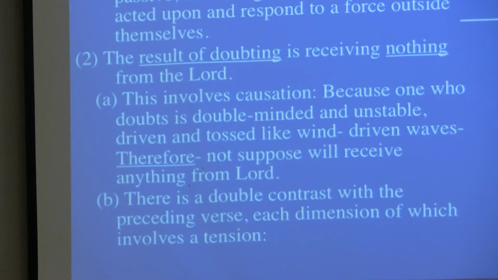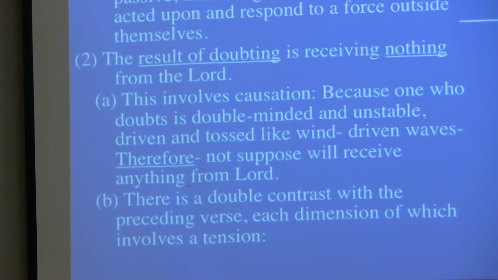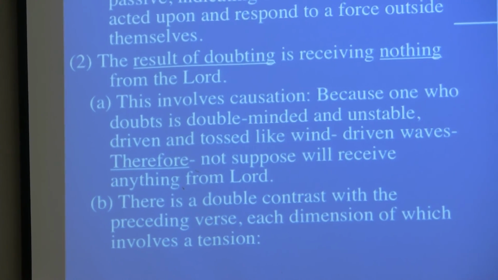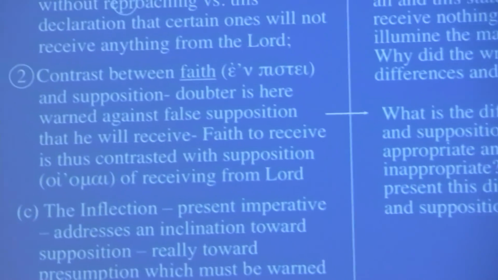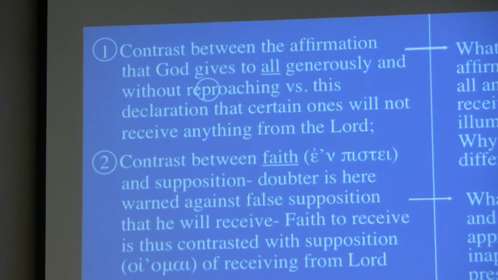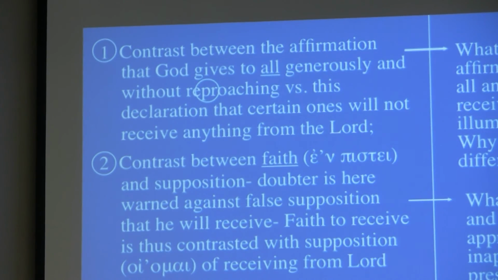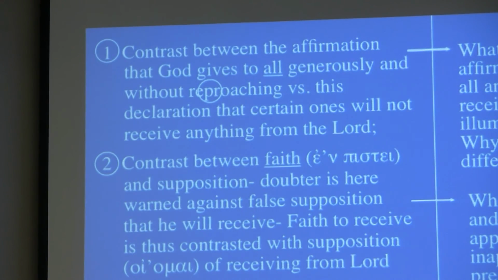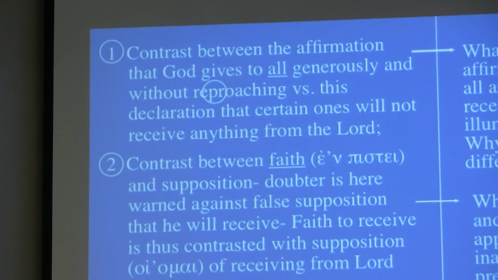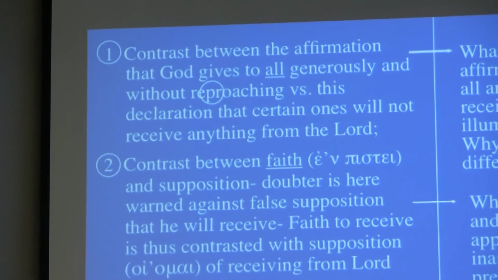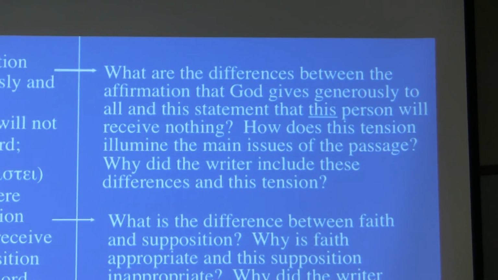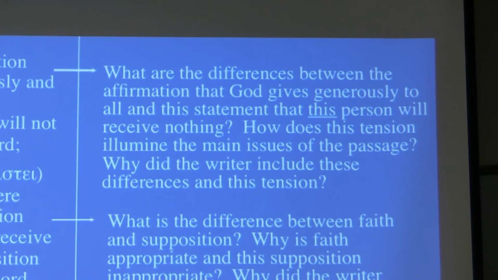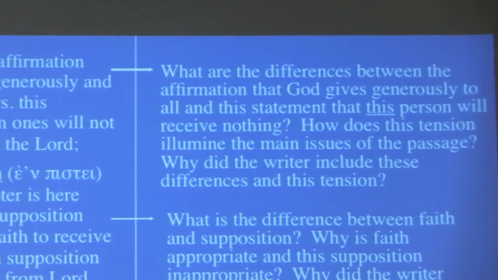We note that there's a double contrast here with the preceding verse, each dimension of which involves really a tension. There's a contrast between the affirmation that God gives to all generously and without reproaching versus this declaration that certain ones will not receive anything from the Lord. He has said, who gives to all generously and without reproaching. And now he says, oh, with regard to this person, he doesn't give.